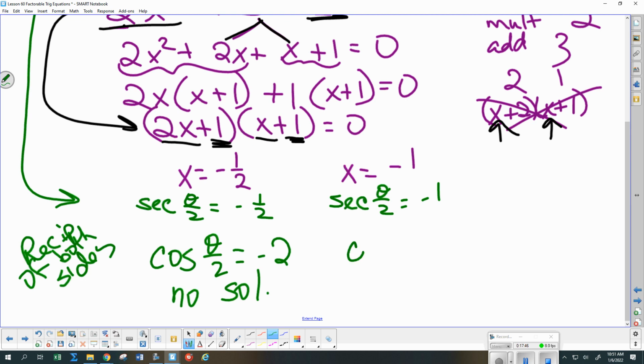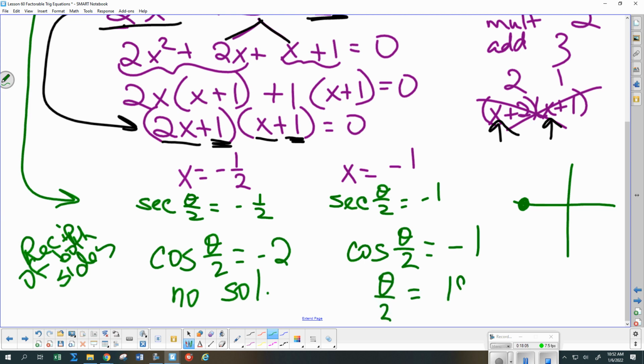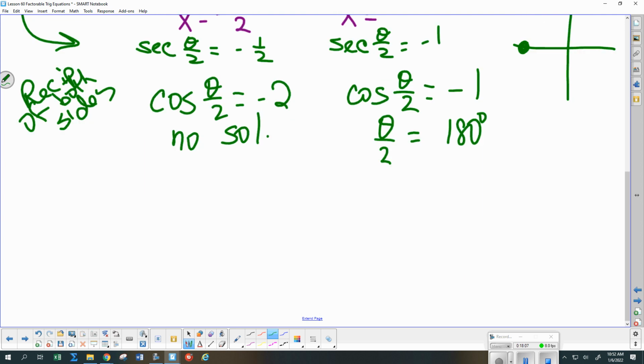Reciprocal of both sides again. Reciprocal of secant is cosine. Reciprocal of -1 is -1/1. Cosine is -1 only when we are right there on the unit circle. So theta over 2 is 180 degrees, which means theta is 360 degrees.